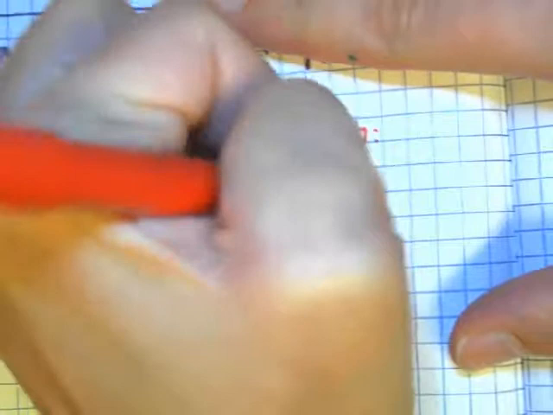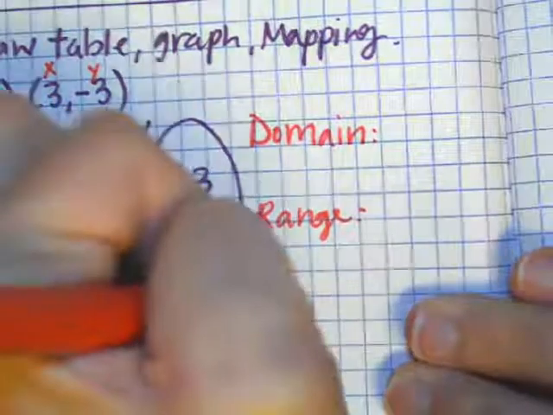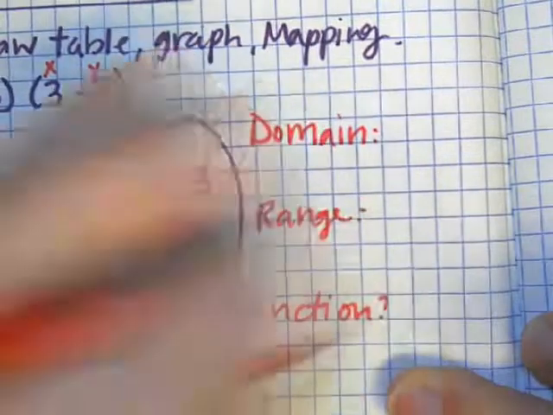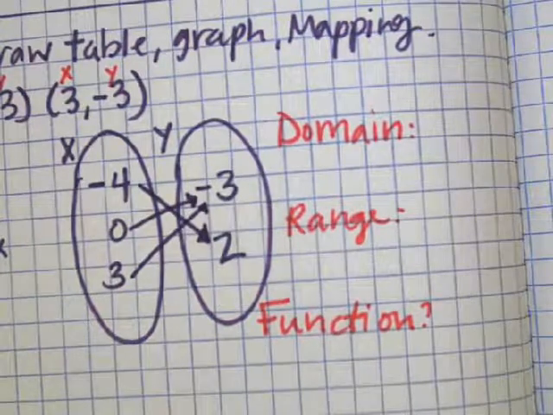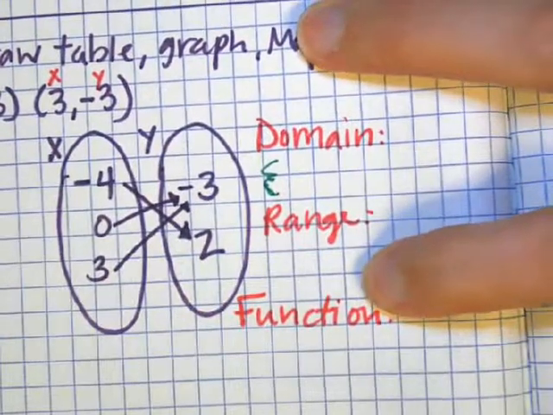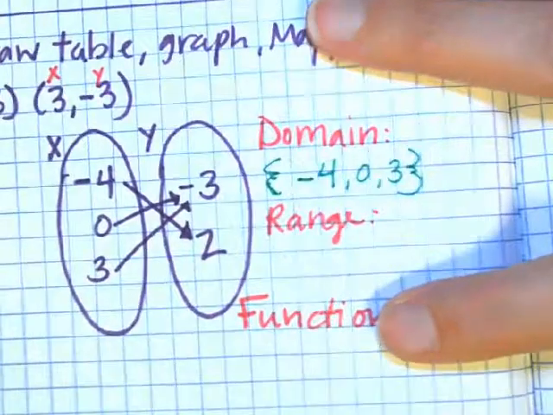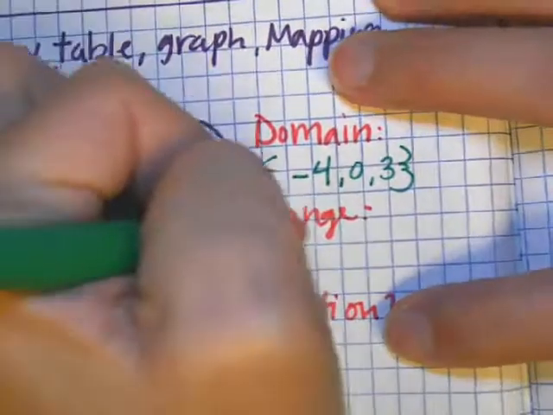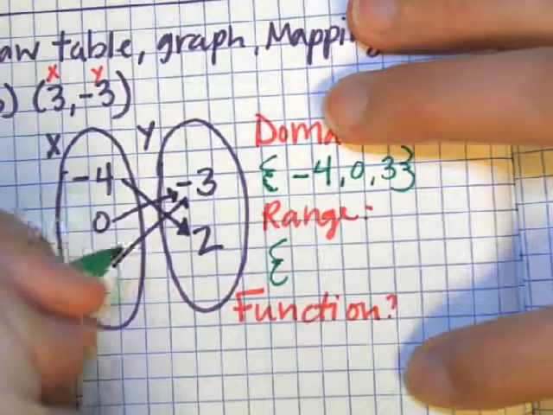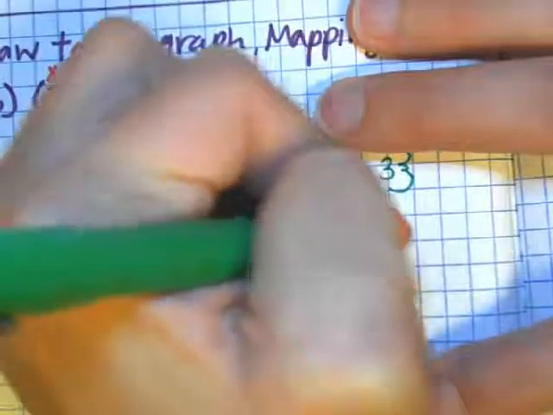We're going to list our domain values, our range values, and is it a function? Okay, so domain, same thing like mapping. Least to greatest without repeating numbers, and we got to have a bracket because we're listing numbers. So my smallest number is -4, 0, 3. -4, 0, and 3. And then range, list all the y numbers, smallest to largest, without repeating: -3, 2.